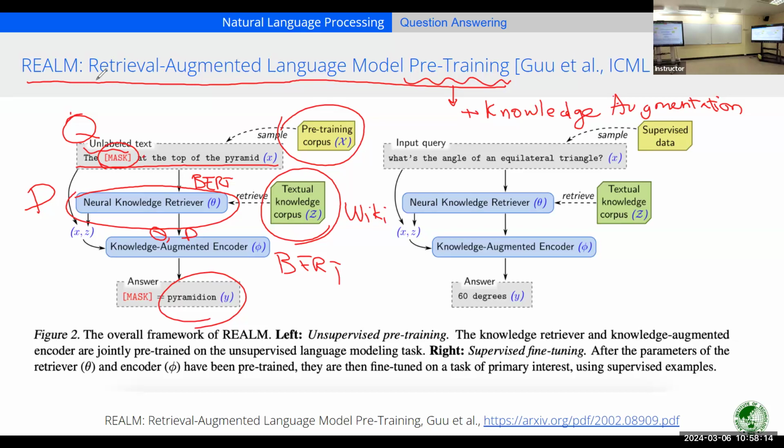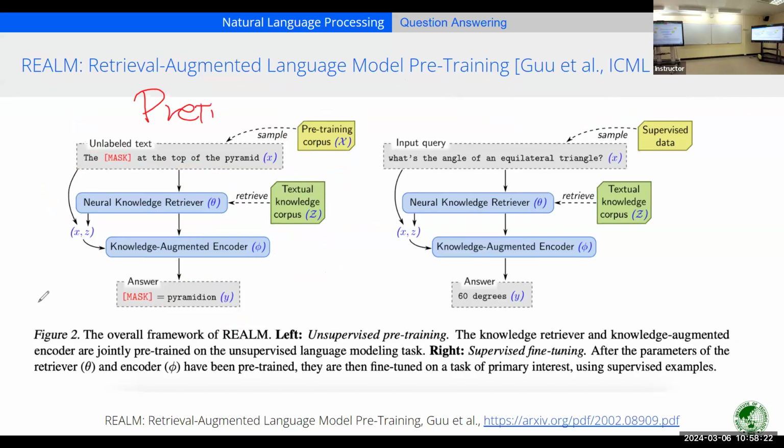Professor Gu did not stop here. If this is pre-training, then you can also do fine-tuning. Well, you already have a very powerful retriever and a very powerful reader. What are you training? First, you train this one, and this is the second one you train: the retriever and the reader. You just pre-train your retriever and reader, but using world knowledge.